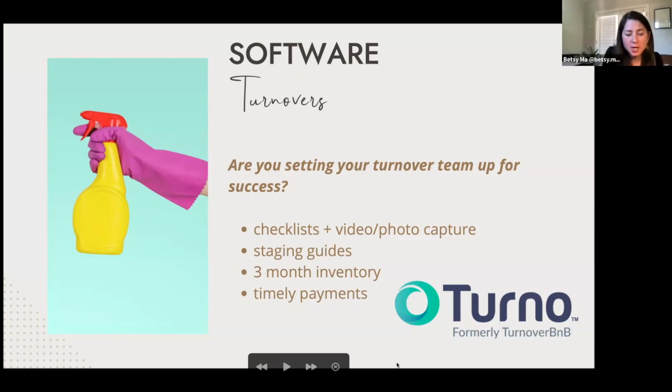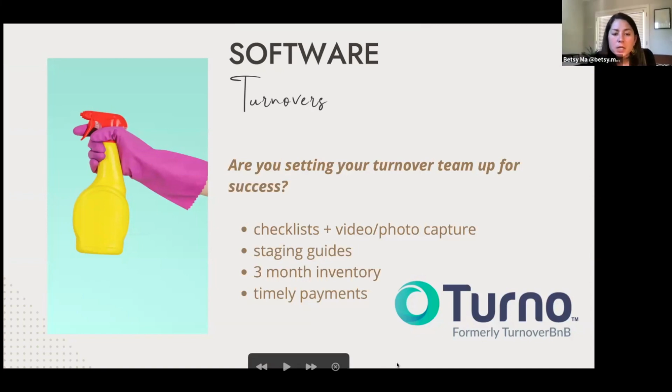Well, you want to have checklists. You want to have video and photo capture on the tail end. So not only do you want to have a set of tasks that you want them to do, but you need to have video and photo that they are getting from the property so that if anything were to go wrong, you have that documentation. They can only follow the checklist, as well as the staging guides, basically the guides that are the visuals, that tell them to do so.